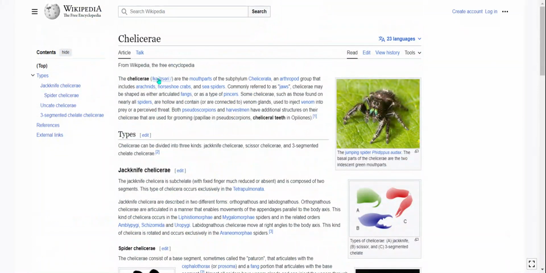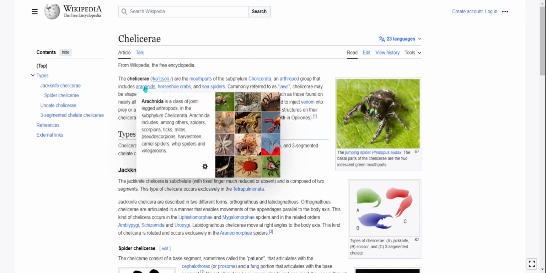Chelicerae. Wait, nope, the pronunciation is different. This is chelicerae. Okay, great. The chelicerae are the mouth parts of the subphylum Chelicerata, an arthropod group that includes arachnids, horseshoe crabs, and sea spiders. Arachnids, we know, are these spider-like things.